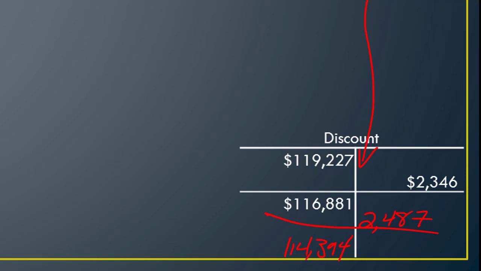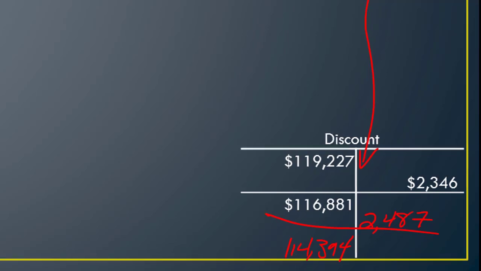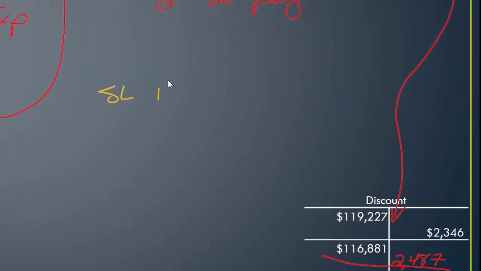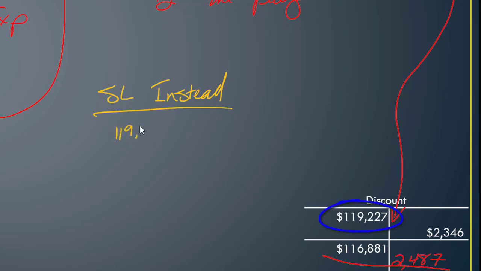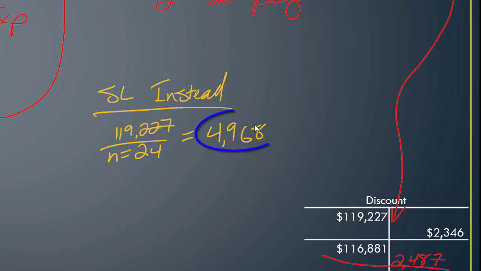Now, we've done this with effective interest. Let me take just a second and show you what this would look like under straight line. So if we were to use straight line instead, I would take that initial discount amount right down here, and I would divide by n, which in this case is 24, and that would give me, just round to the nearest dollar, 4,968. And what I would do now is I would amortize away that much every time. So I would credit discount by 4,968.